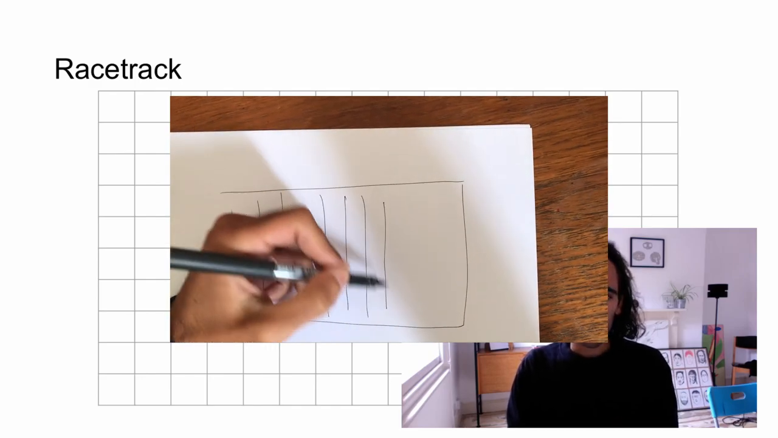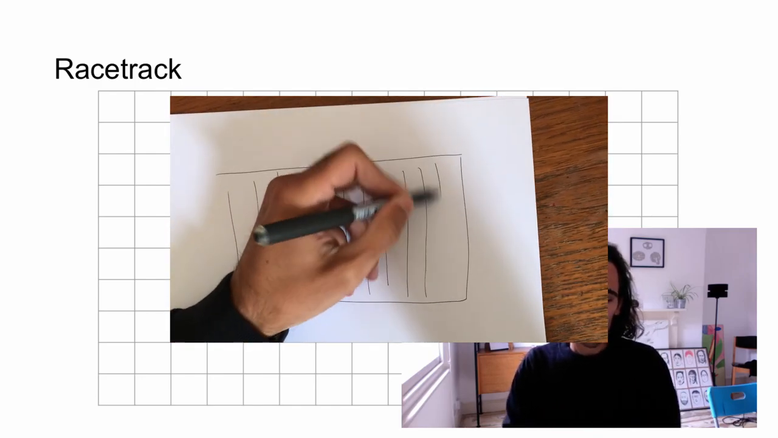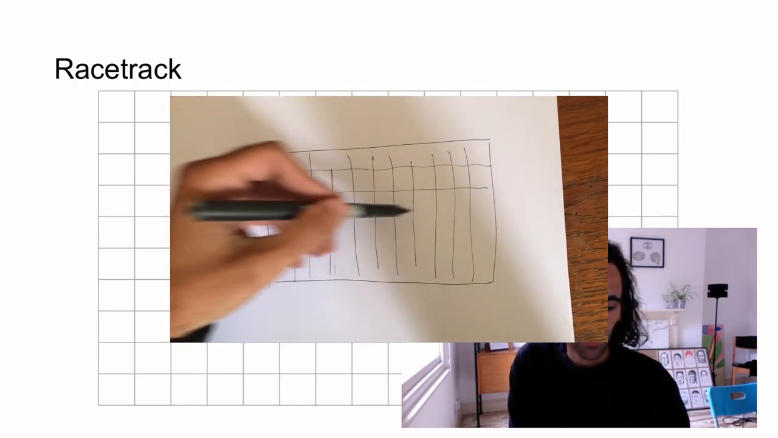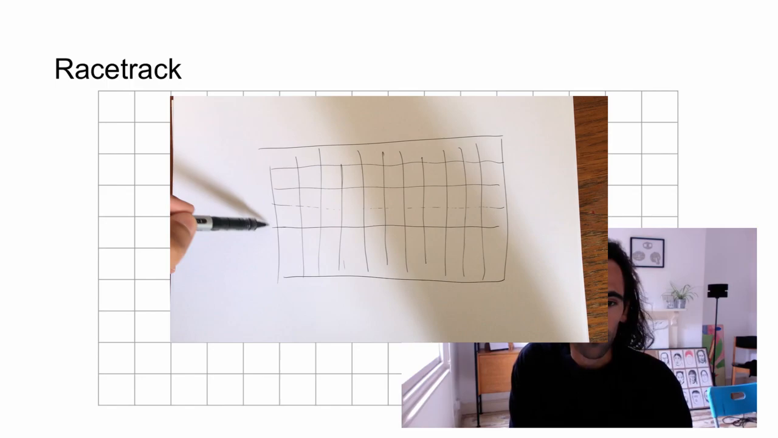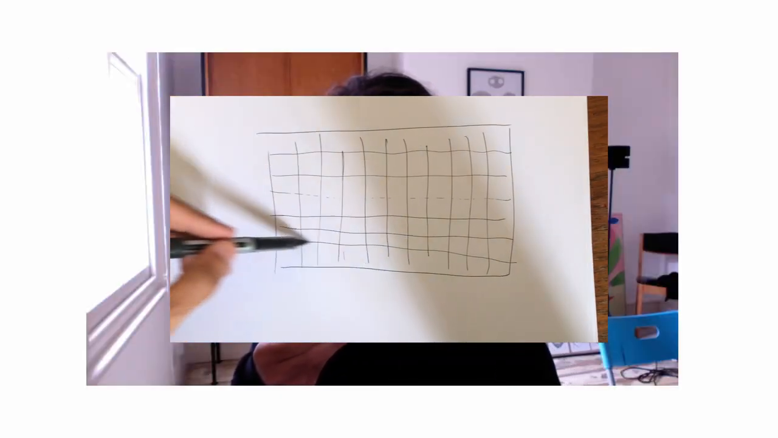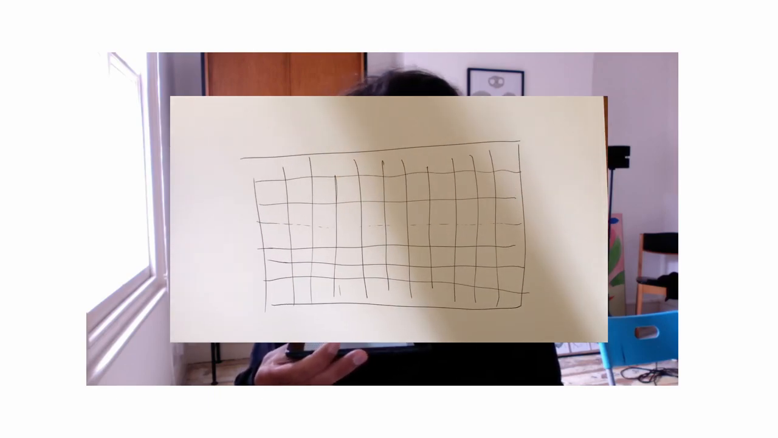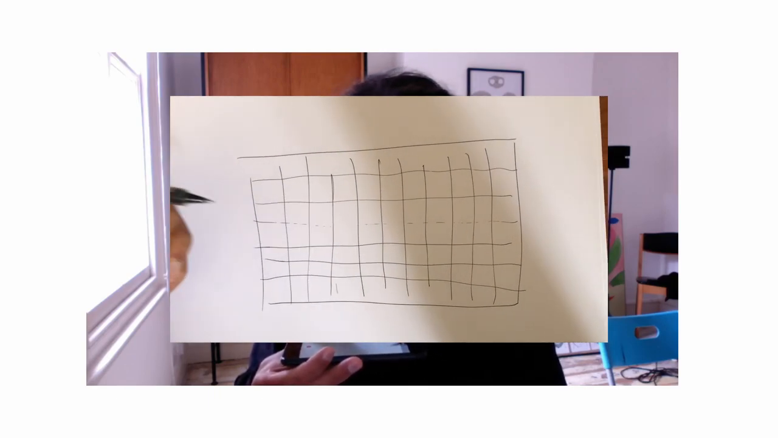And the way you move through this space is quite simple rules, but it gives the appearance of driving a car. So Racetrack, as I said, it's easy to use squared paper, but if you need to draw your own grid, you can, that's fine.